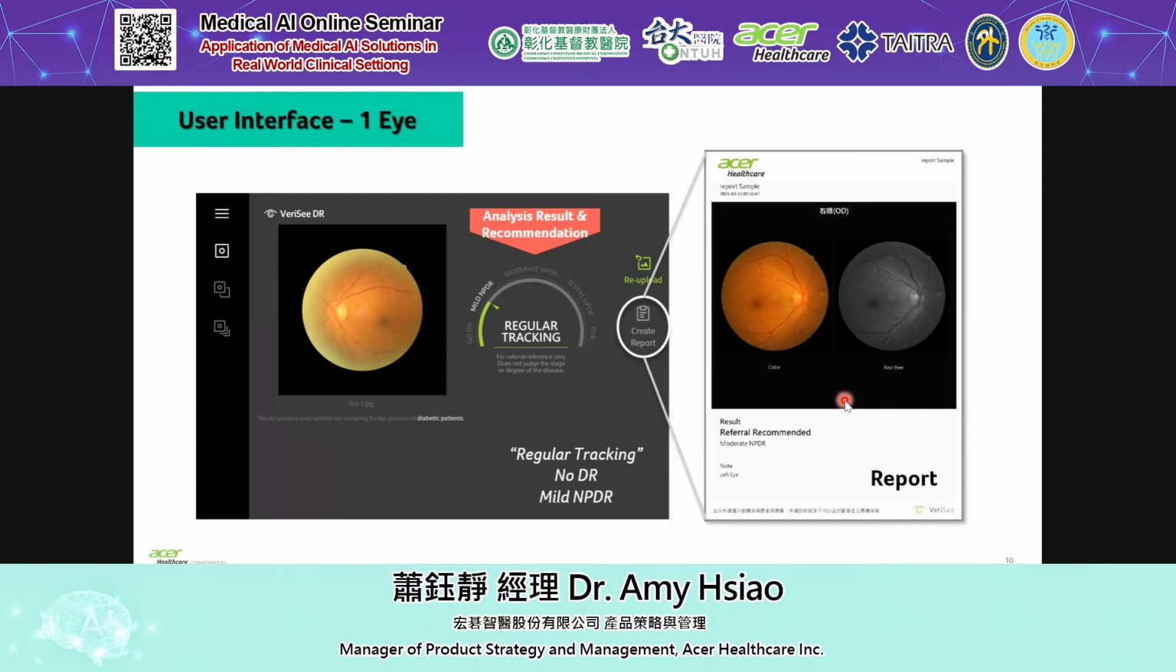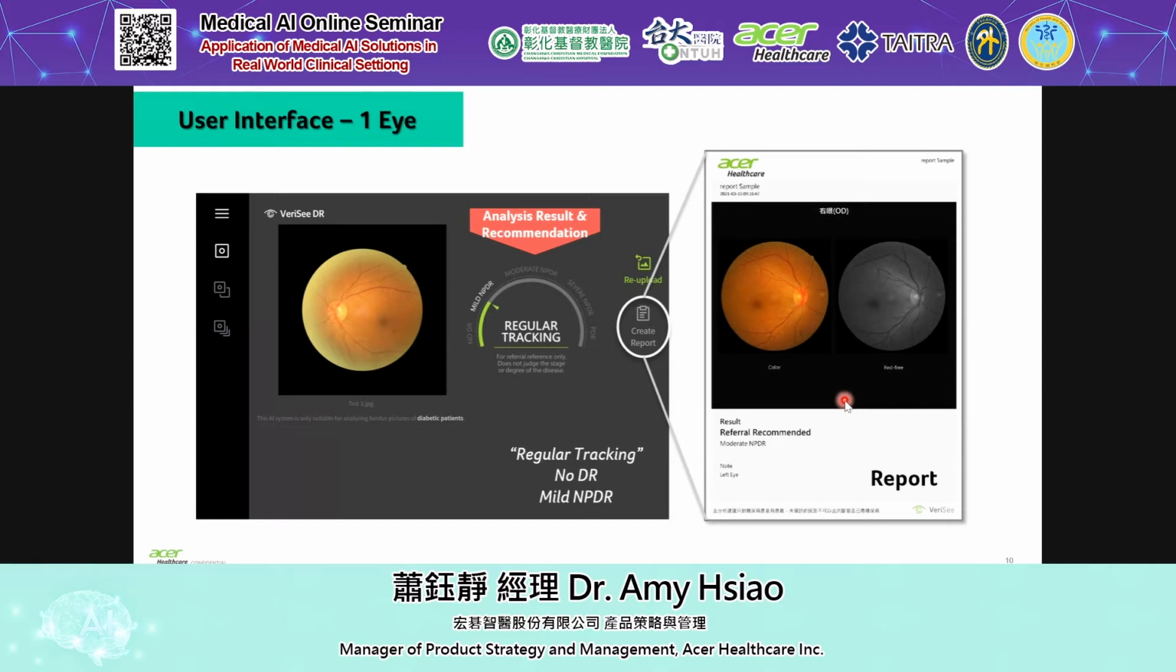And if you would like the report, you can just click on the create report icon and type in comments if you want and generate a report like this. And this is what it looks like when the result is referral recommended. And you will see a red result here. And it corresponds to moderate NPDR, severe NPDR, and PDR.